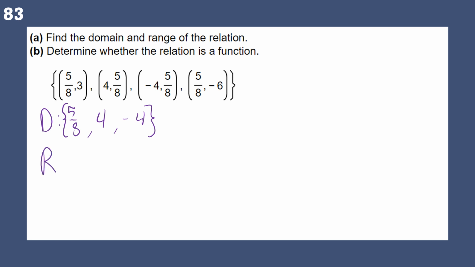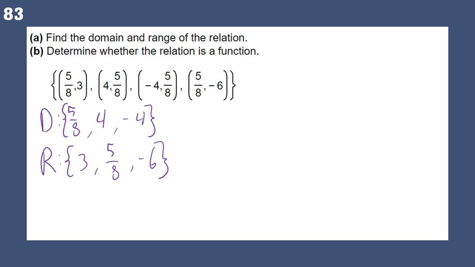My range is all my y values. And again, we're going to use curly brackets and I'm going to write my values, but if it repeats, I do not repeat it. So I have my domain and range, but the second part asks whether it's a relation or a function. Is this relation a function?